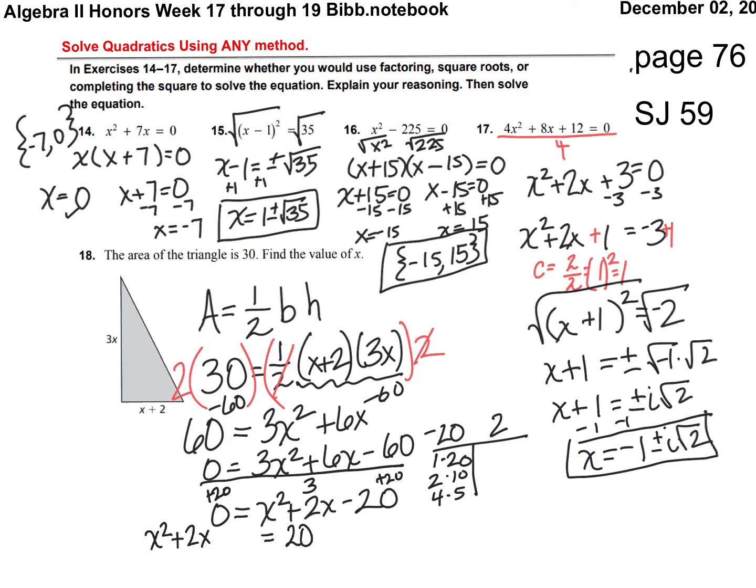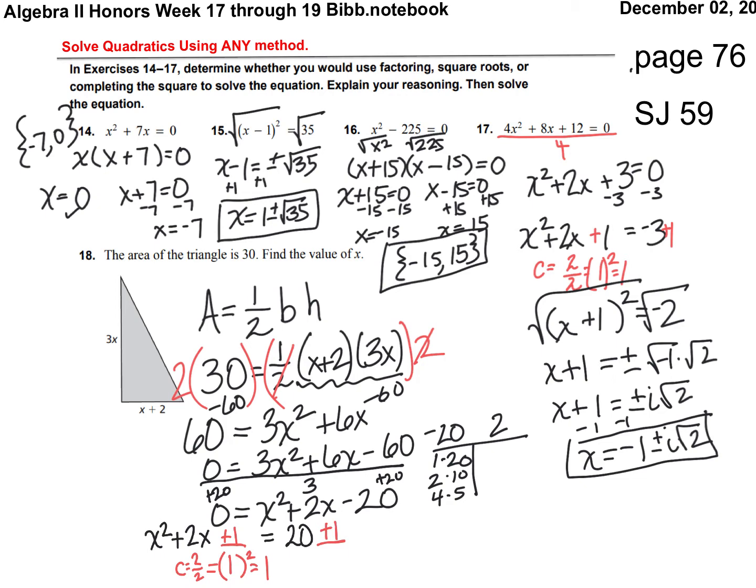Now I'm going to take my 2 and divide it by 2. Remember, I'm finding a constant c that I'm going to add to both sides to make the left side a perfect square trinomial. 2 divided by 2 is 1, and I think we just did exactly this. 1 squared is 1, so I'm going to add 1 to both sides.